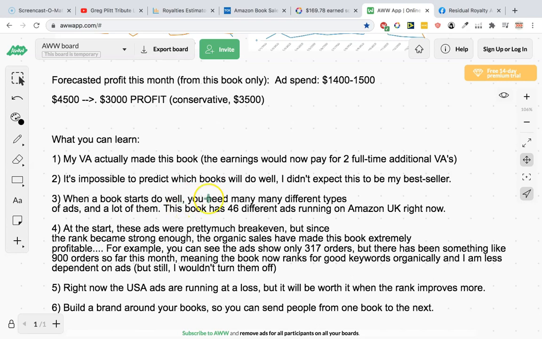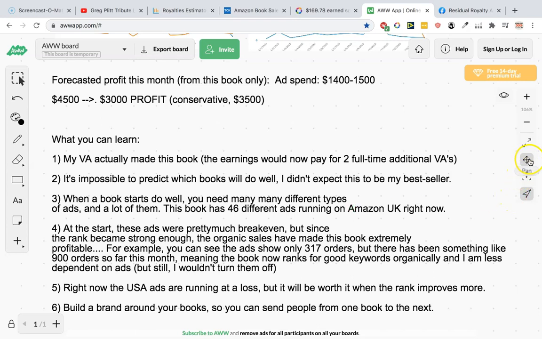So number 3, when a book starts to do well, you need many, many different types of ads. Now this is probably, I would say, the biggest reason for the success of this book. So I actually have 46 different ads running on Amazon right now just towards this one book. So many different types, all of which I talk about in the Royalty Accelerator, and different variations of them. Some of them are old, some of them are new, some of them do really well some months, some of them don't always do well.